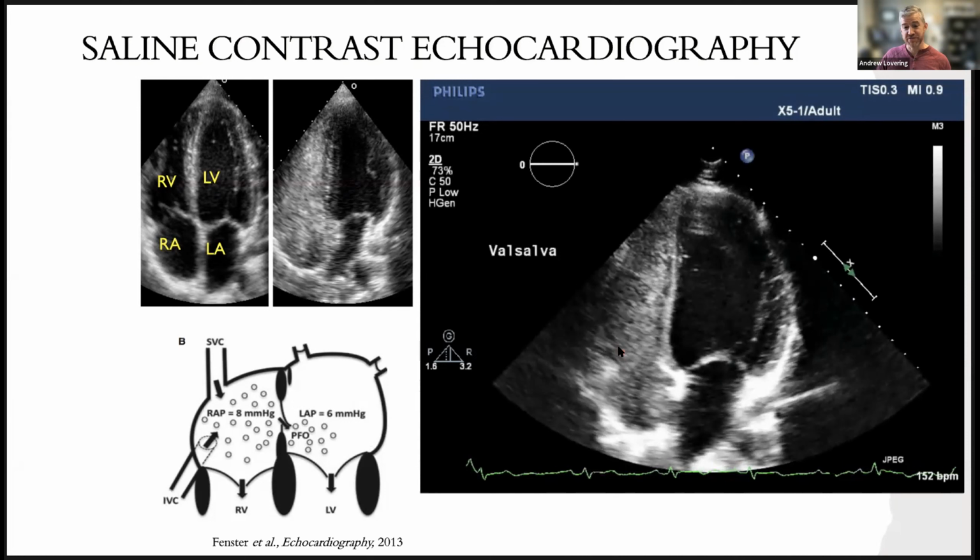What I don't want you to leave today thinking is that you have to do a Valsalva maneuver to open the PFO. That's not true. We only do it so that when we're imaging, we can get the best conditions to see what's the possibility of bubbles getting across that PFO.